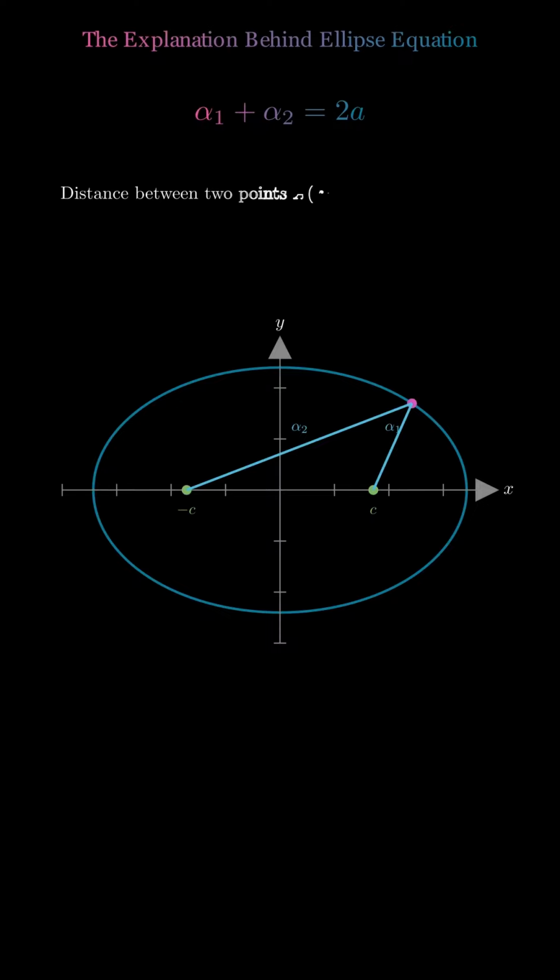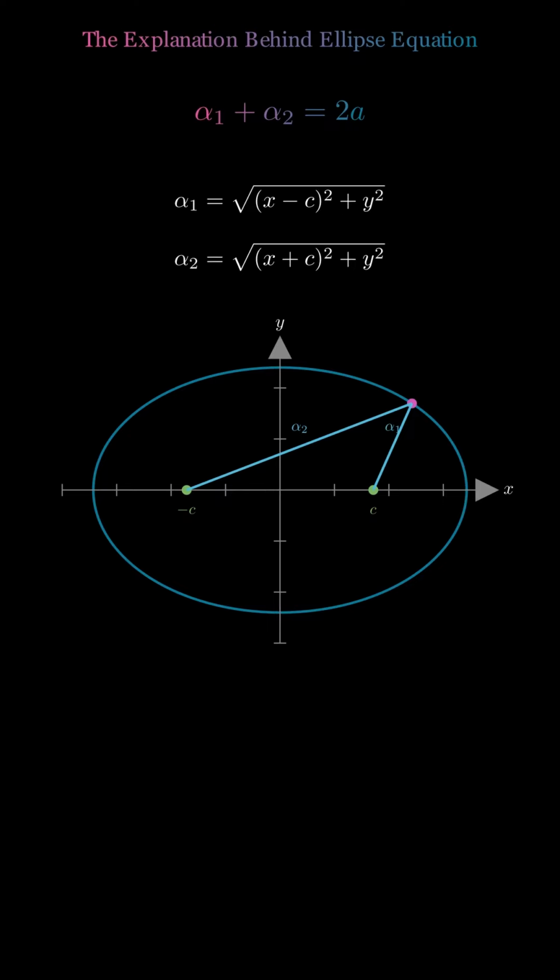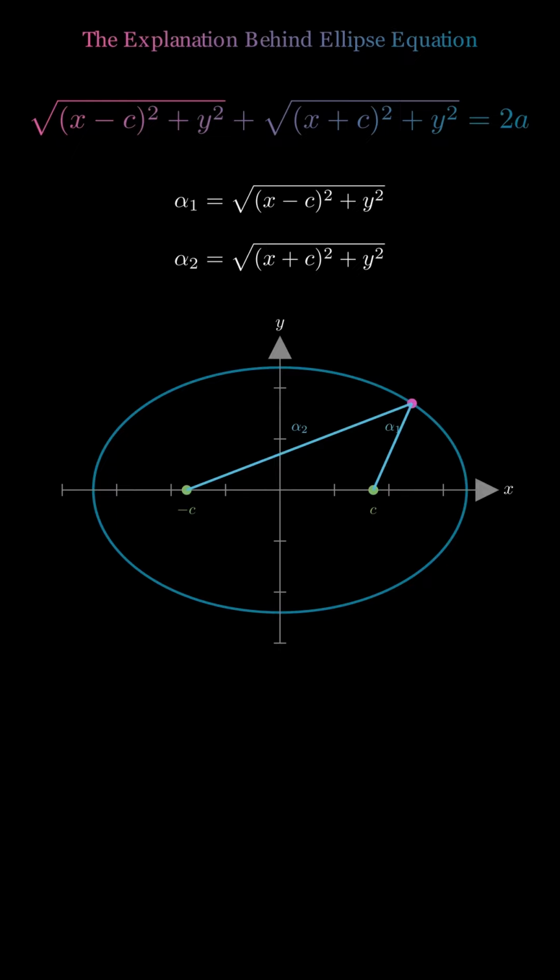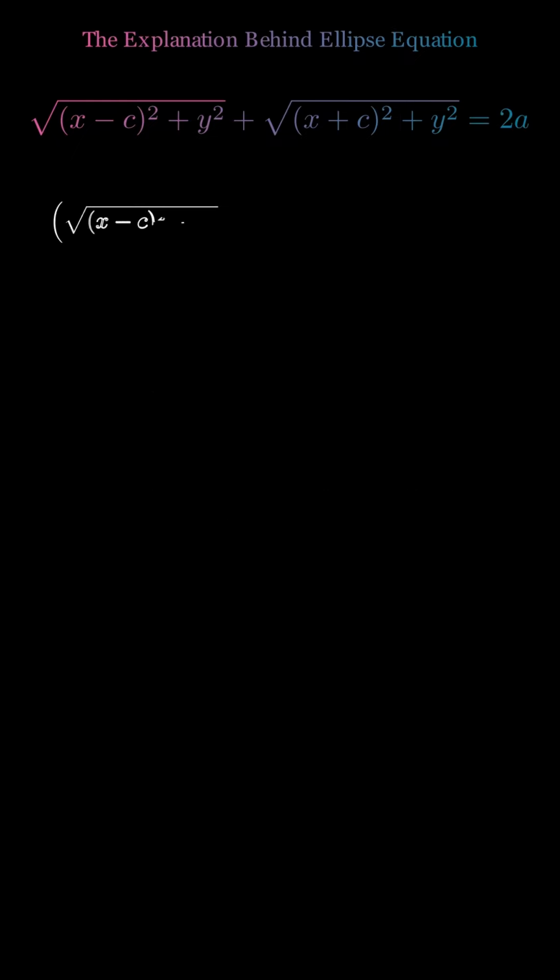Next, we apply the distance formula. The distance between any 2 points is the square root of the difference in x-coordinates squared plus the difference in y-coordinates squared. Applying this formula to alpha 1 and alpha 2 gives us their expressions in terms of x, y, and c. Now, we have an equation that says the square root of x minus c squared plus y squared plus the square root of x plus c squared plus y squared equals 2a.